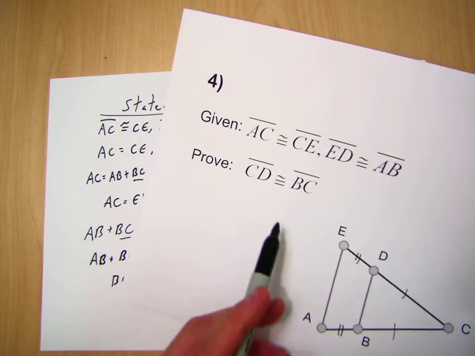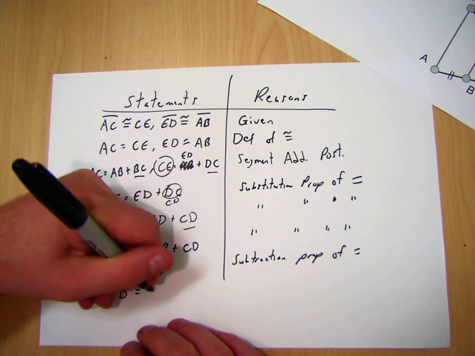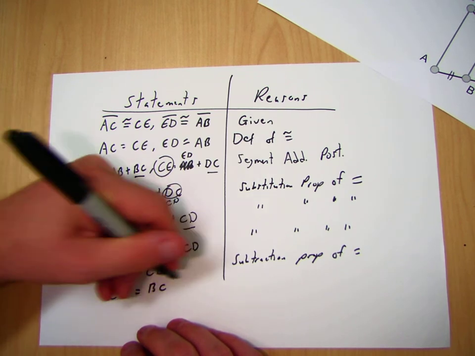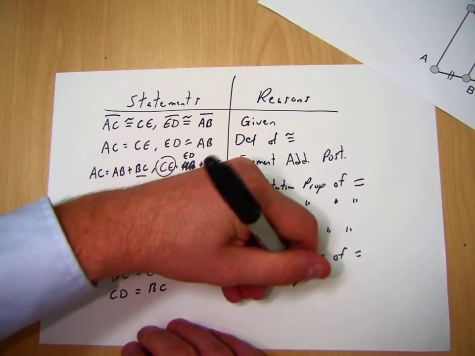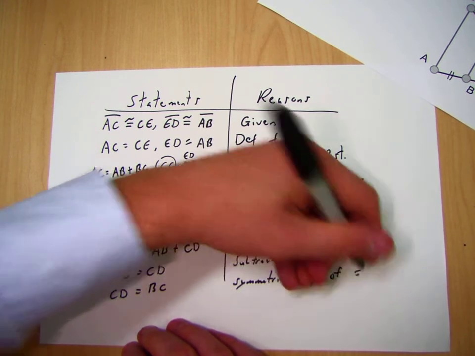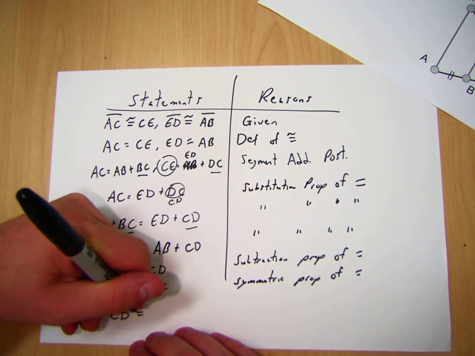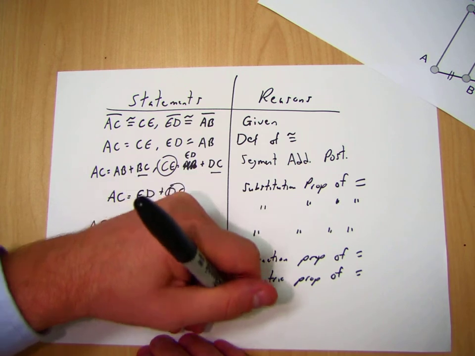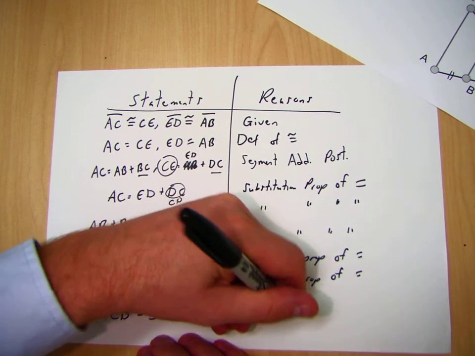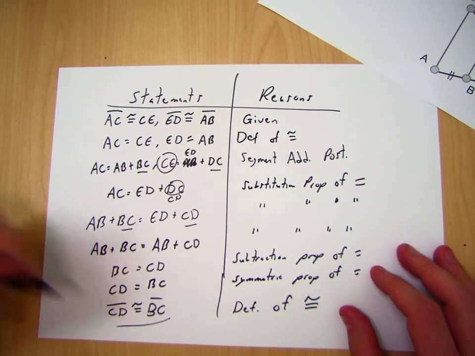I notice in here that it's actually flipped, so let's use the symmetric property and say that CD is equal to BC, and that's the symmetric property of equality. And last but not least, let's say that CD is congruent to BC because of the definition of congruence. And we're finished, and we've proven our point.